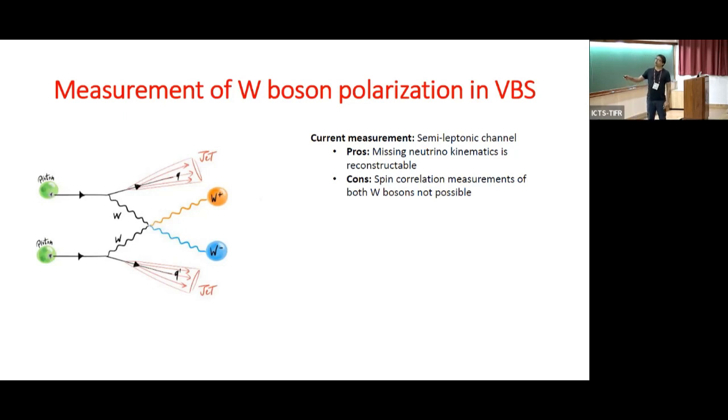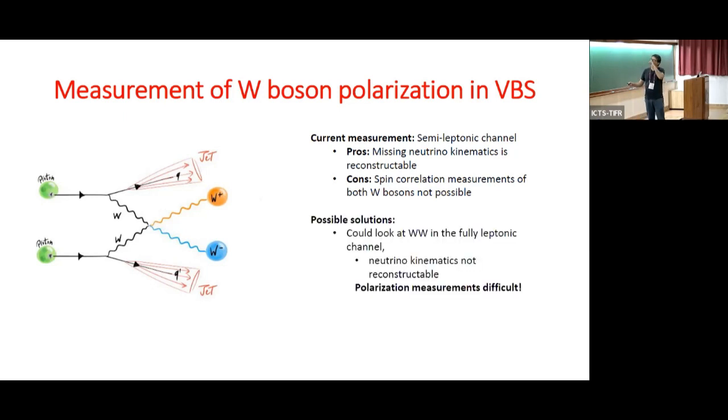The disadvantage of this is that the second W boson has a polarization which you don't know. So you cannot measure the spin correlation between these two Ws. And since you're particularly interested in longitudinal W boson scattering, you cannot really test the unitarity of the scattering just by measuring the polarization of this W plus alone. So you really need to measure both the W boson polarizations.